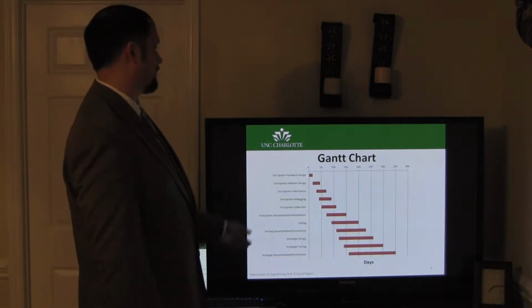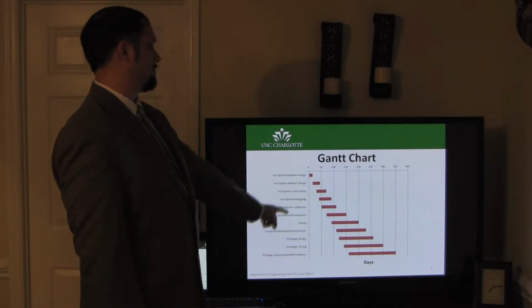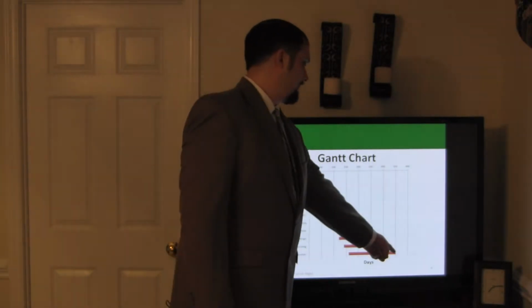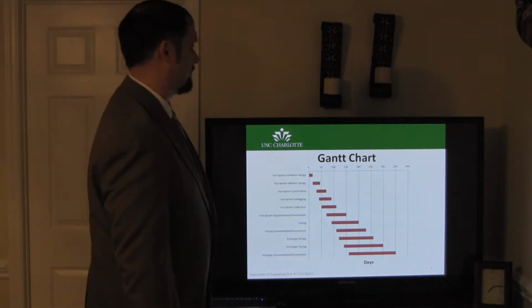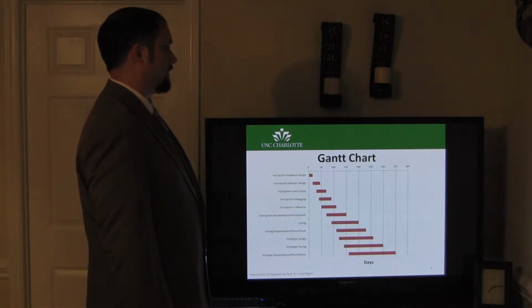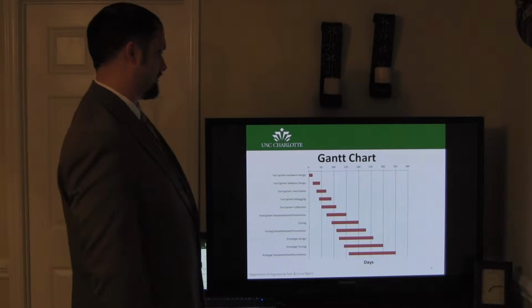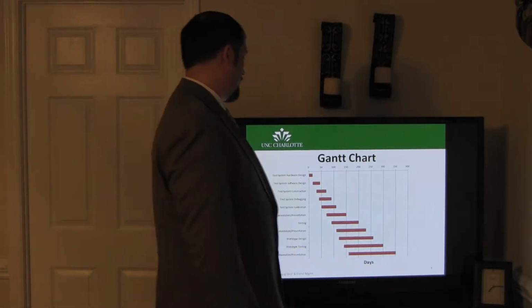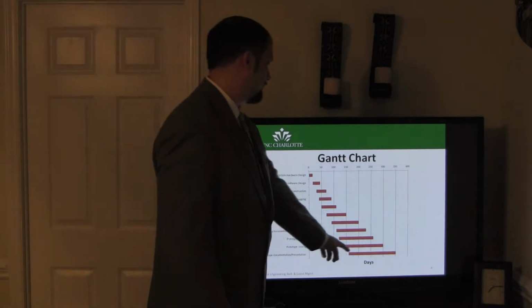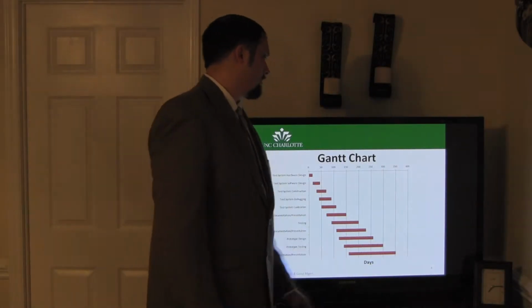Here's the Gantt chart of where we were from day 0, which was in January, to 350 days, which will take us to the end of this semester, and it's all accounted for in here. And the prototype testing is where we're at, so we're right where we need to be.